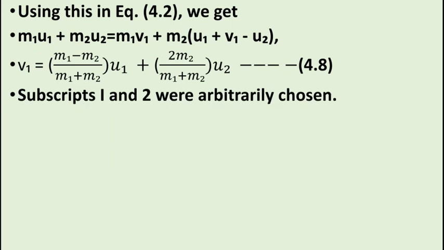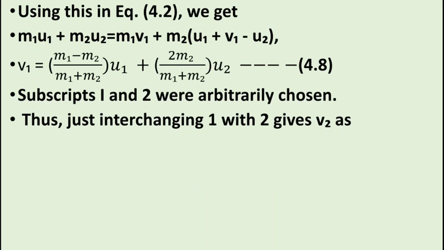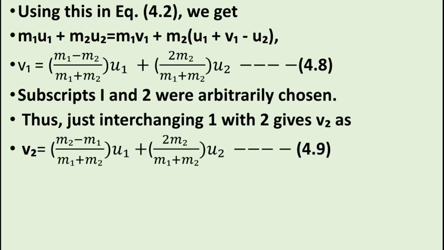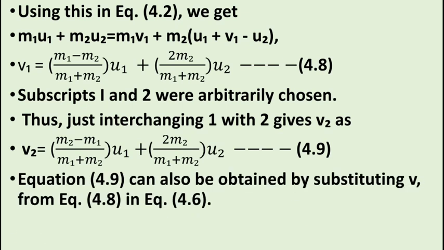Subscripts 1 and 2 were arbitrarily chosen. Thus, just interchanging 1 and 2 gives v2 is equal to ((m2 minus m1) u2 plus 2 m1 u1) divided by (m1 plus m2) as equation 4.9. Equation 4.9 can also be obtained by substituting the values from equation 4.8 in equation 4.6.